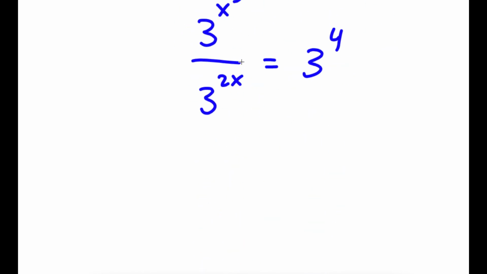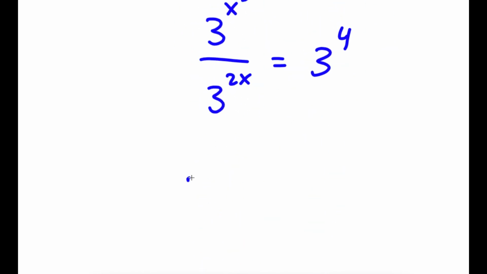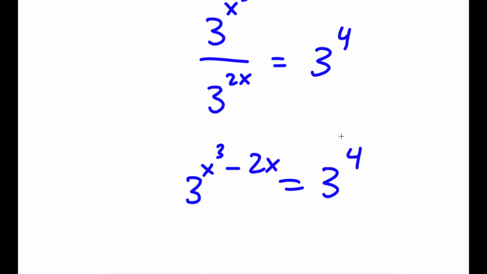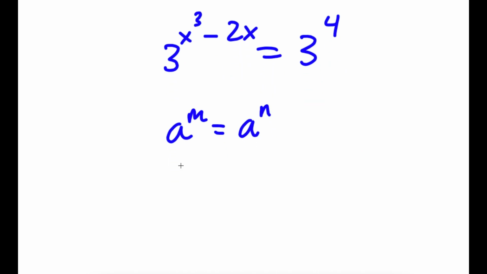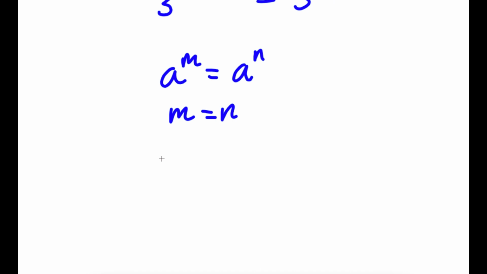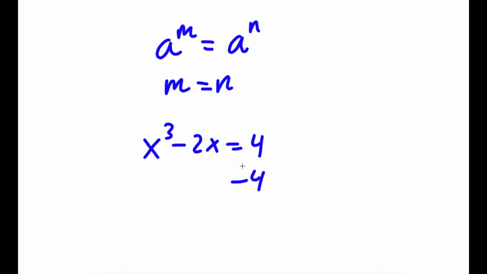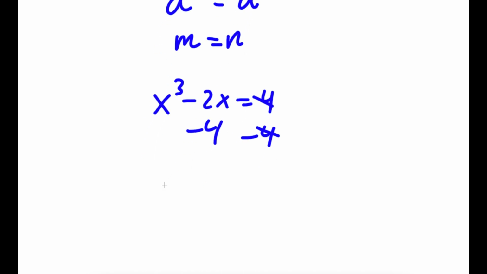Now, a to the power of m over a to the power of n is equal to a to the power of m minus n. So this is equal to 3 to the power of x to the power of 3 minus 2x, which is equal to 3 to the power of 4. Now, if I have a to the power of m is equal to a to the power of n, this means that m is equal to n. So x to the power of 3 minus 2x is equal to 4. So now I have a simple equation here. I'm going to subtract 4 on both sides, and I get x to the power of 3 minus 2x minus 4 is equal to 0.